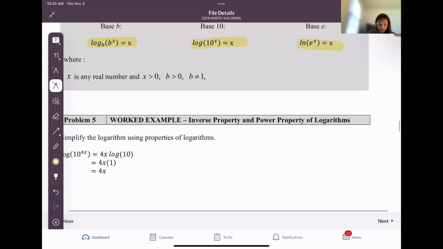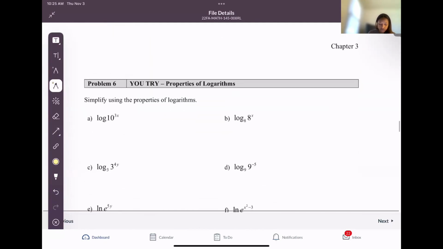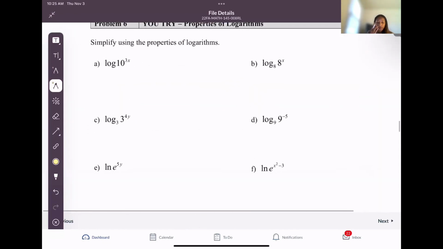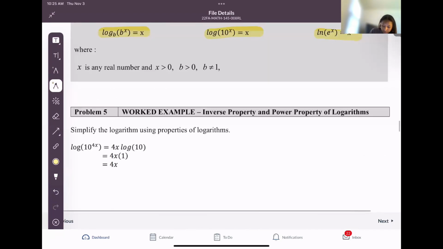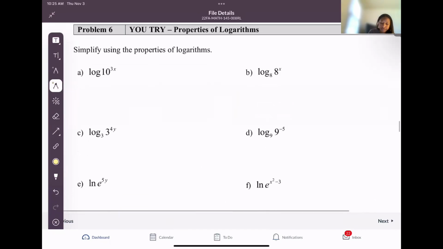All right, I am going to leave problem 5 for you guys to look at, and we'll jump to problem 6. Look at all this fun, where we use properties of logarithms to simplify the expressions that we have here. So our goal is to solve for the x's. We can use the power property to bring down any powers, and then use the inverse log properties to simplify where we can.